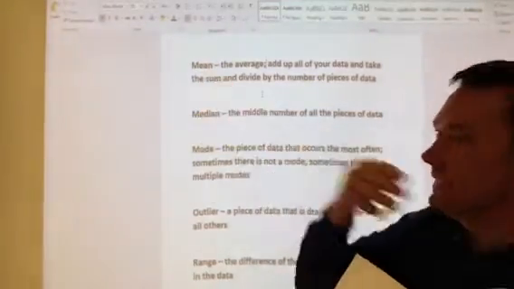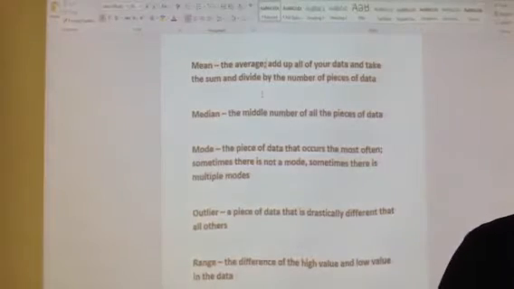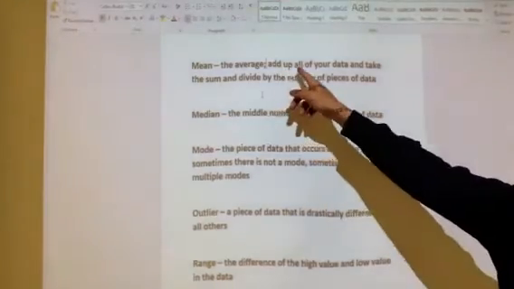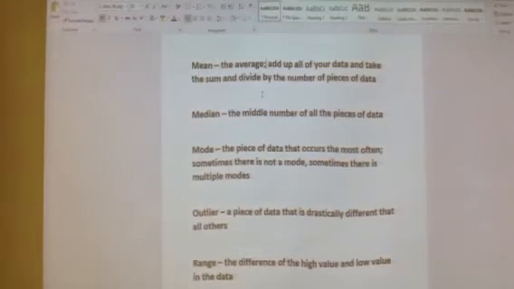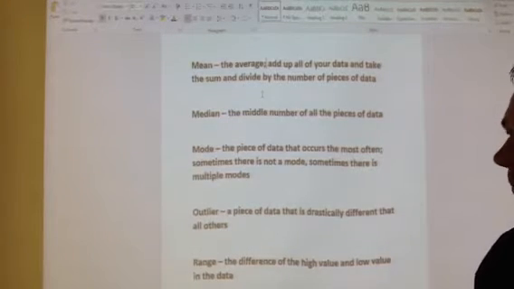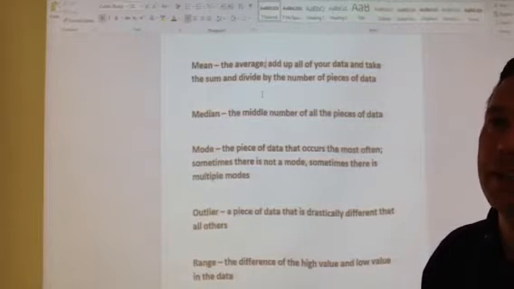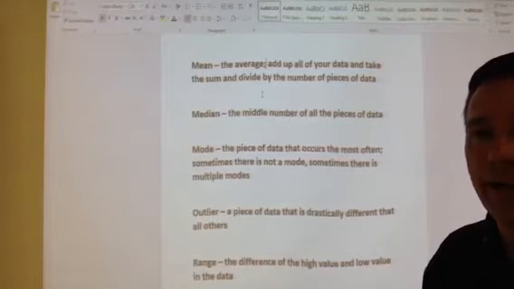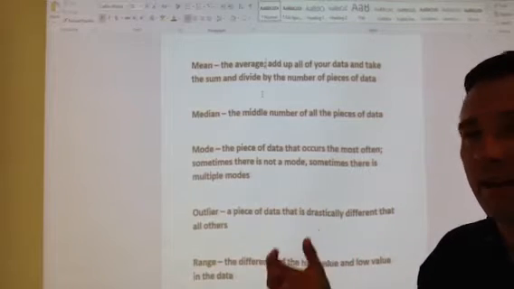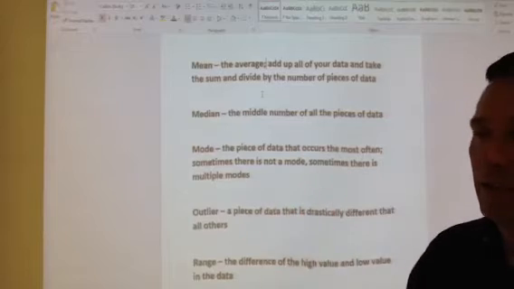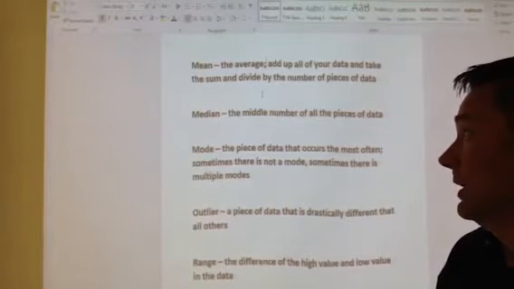The first one is mean. Now mean is just a fancy word of saying average. What we do to get the average, we add up all the pieces of data and take the sum and then divide it by the number of pieces of data. So if we're adding up, for instance, the scores that 10 teams had in one day, we add up those 10 pieces of data, get a total, maybe it's 200. We divide it by 10 and we would get 20. 20 would be our mean.